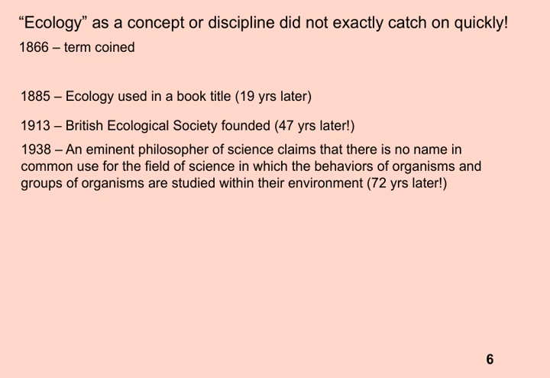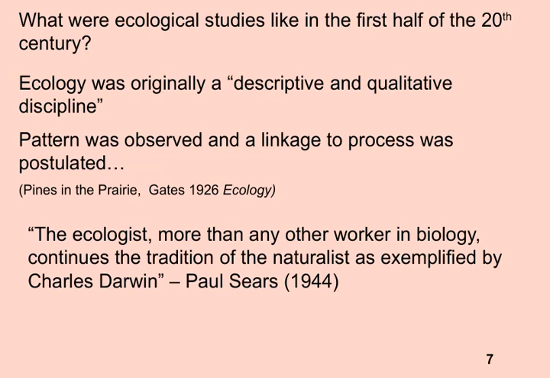This historical perspective helps us understand the evolution of ecology and its role within broader scientific inquiry. So let's take a look at what ecological studies were like in the first half of the 20th century. Back then, ecology was primarily a descriptive and qualitative discipline, which means that scientists focused on observing natural patterns and describing what they saw, rather than quantifying or testing specific hypotheses. It was more about cataloging and understanding the complexity of ecosystems through careful observation.